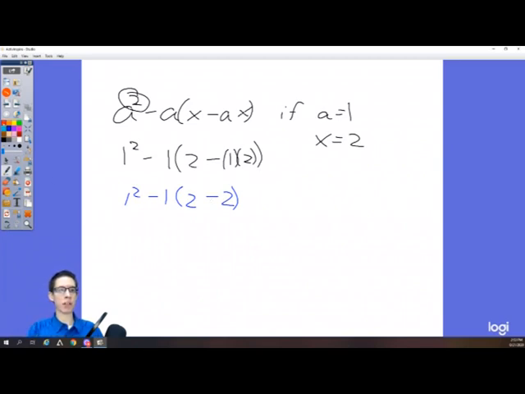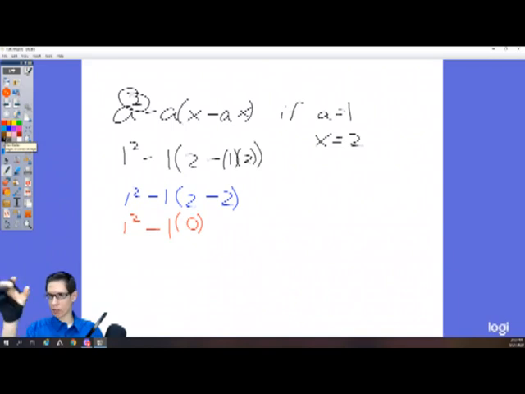I'll switch to red so we can get that step out of the way. 1 squared minus 1. What is 2 minus 2? That's going to be 0. Okay? Great. We've taken care of our parentheses. We've gotten everything reduced inside the parentheses as far as we can.